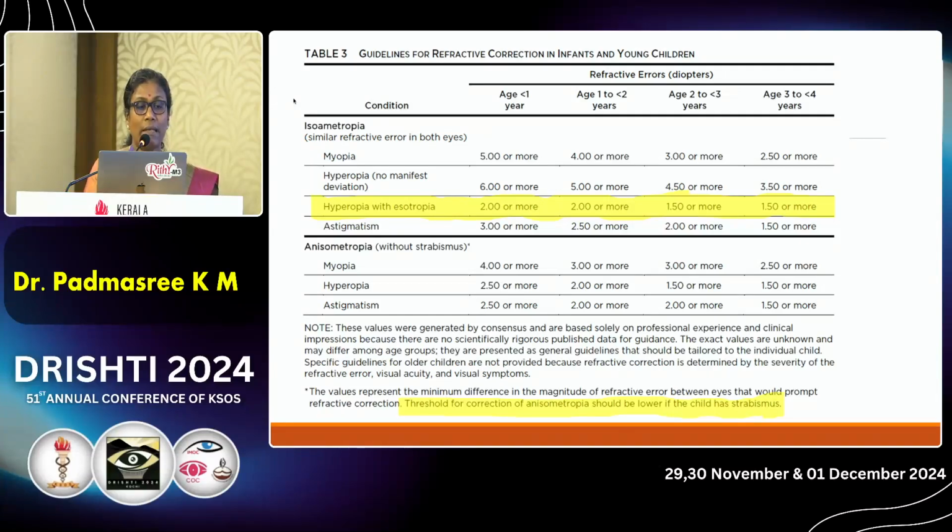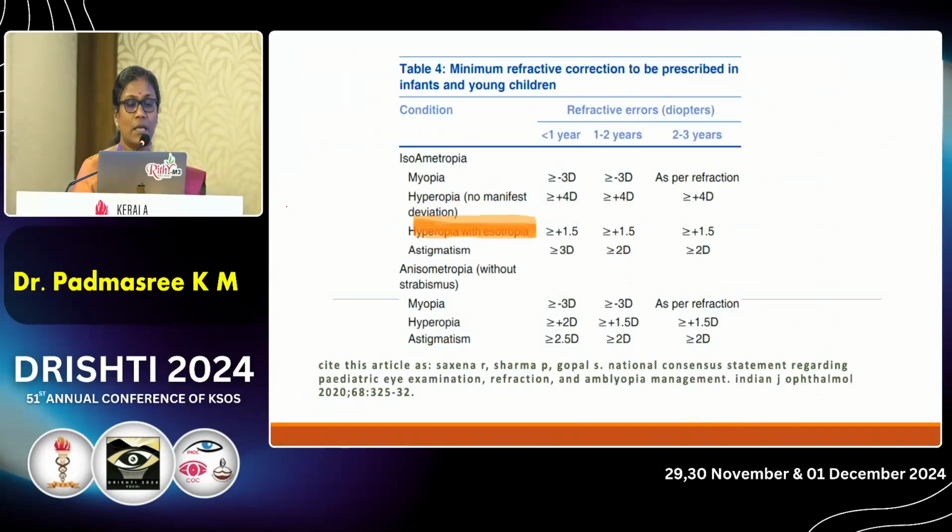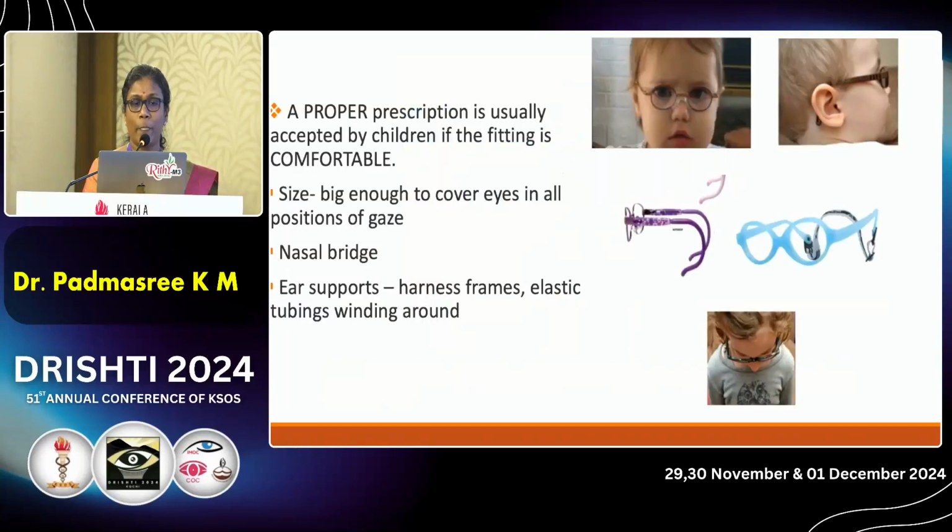I would like to highlight hyperopia with esotropia. The threshold for correction is as low as 1 diopter of refractive error; we have to prescribe even that. And one more thing I would highlight is that the threshold for correction in anisometropia should be much lower if the child has strabismus. This national consensus statement for our population also confirms the same.